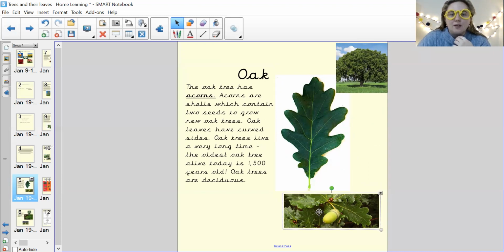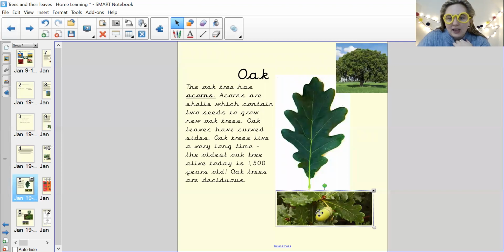Now, oak trees have acorns, and inside an acorn, there are two little seeds that when they drop on the floor, they can grow into new oak trees. Okay, the leaves have curved sides, and that's how you can tell that it's an oak tree. And the oldest oak tree alive today is 1,500 years old. Trees can get really old. It's absolutely incredible. Trees are amazing. They keep us alive. Okay, so oak trees are deciduous.